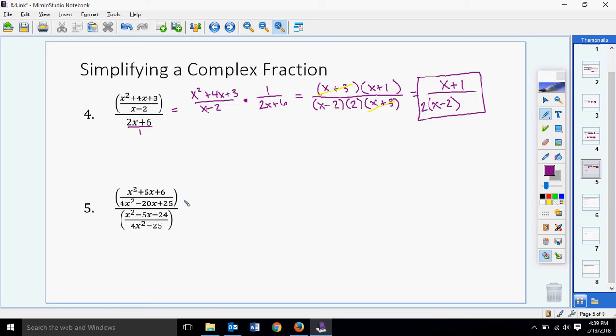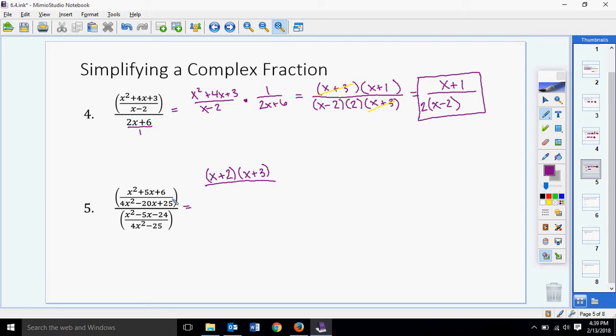Down below looks a little bit crazy, but it's okay because we're really good at factoring now. So to save on space, I'm going to factor as I keep, change, flip. So if I'm factoring my numerator, I would write this as x plus 2 and x plus 3. Okay, that's the numerator of my top numerator. I know it's the numerator of the numerator. So x plus 2 and x plus 3.